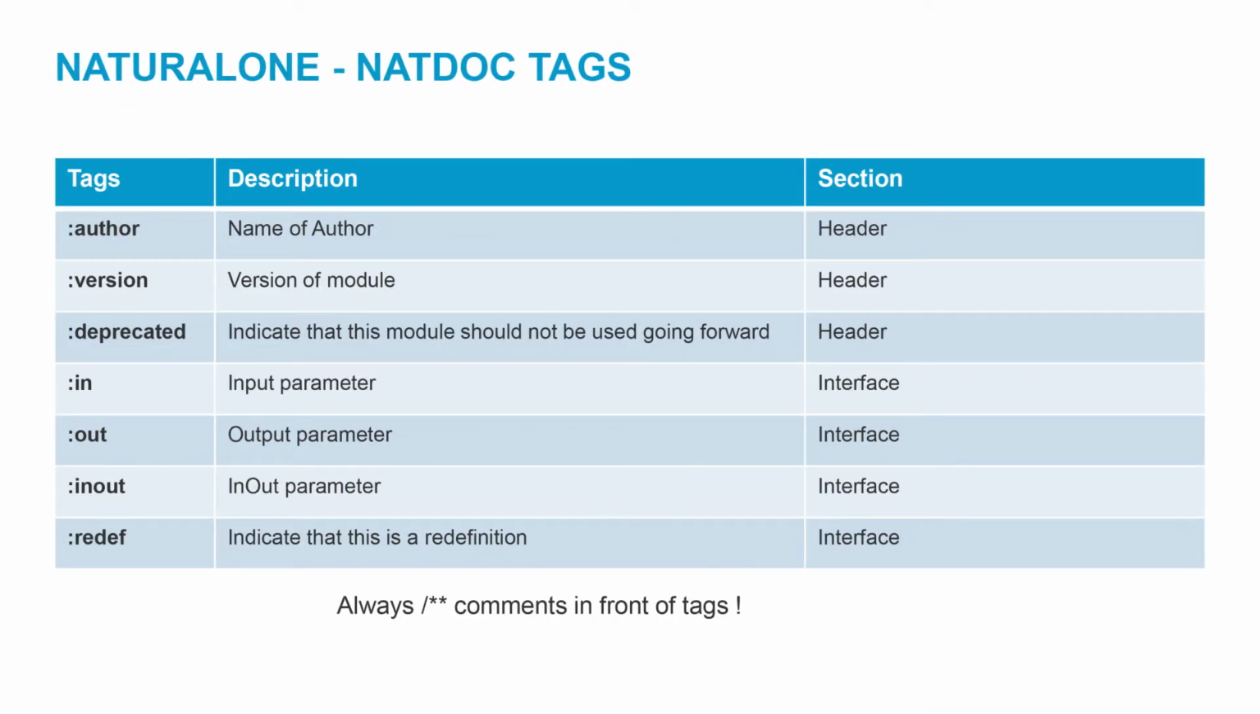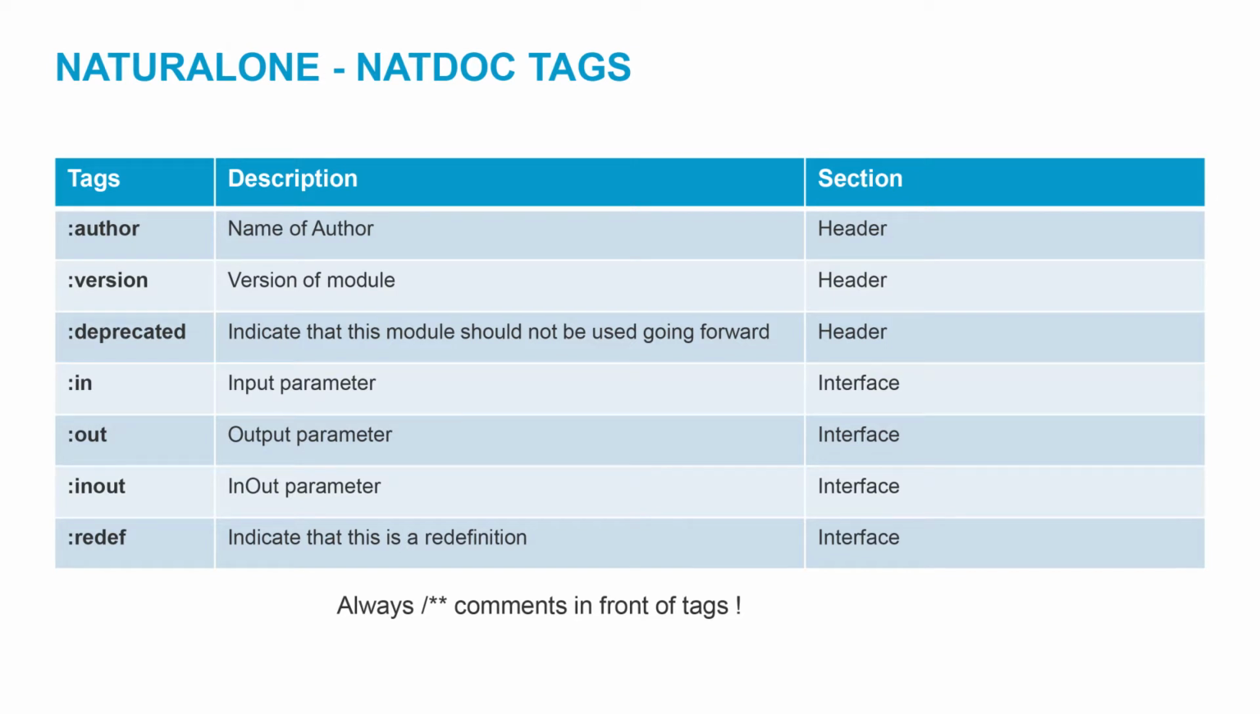The most common tags in the header section are author, version, and the very useful deprecated, which indicates modules that should not be used anymore. For the interface or parameter section, we can specify in, out, or in-out, and whether there is a redefinition. Please note that all tags must start with the special /** comment indicator.